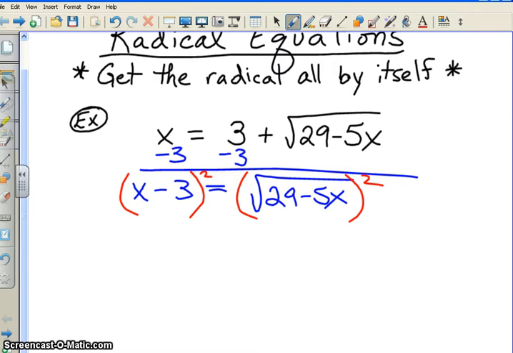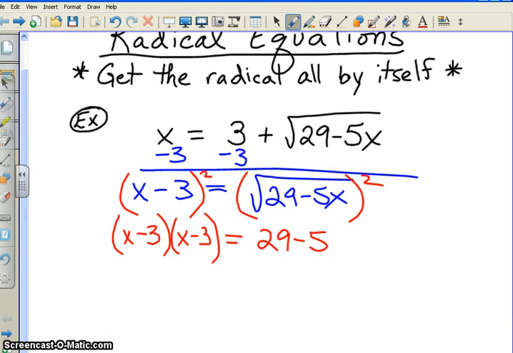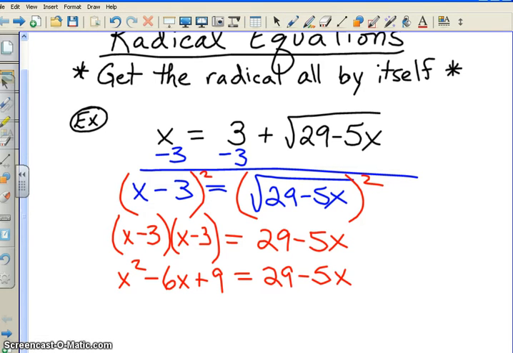And again, here on the left, x minus 3 squared is not x squared plus 9. It is x minus 3 times x minus 3. And on the right, squaring the square root will cancel out and leave us 29 minus 5x. Over on the left, two binomials we're going to have to multiply, or FOIL, which will be x squared minus 6x plus 9 equals 29 minus 5x.